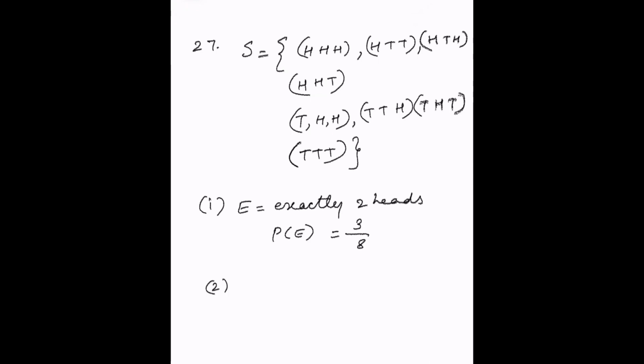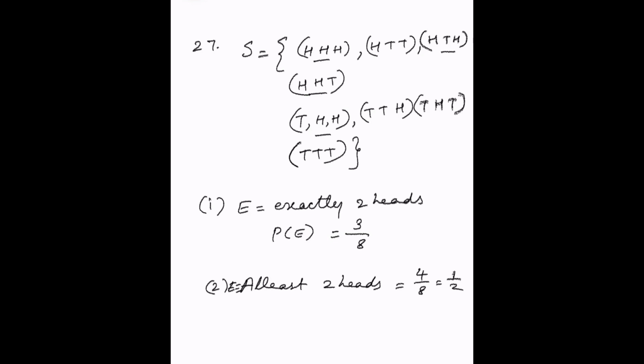Second subdivision. At least 2 heads. At least 2 heads means 2 or more heads. At least means minimum 2 heads should be there, 2 or more. So I think it is 4 by 8, right? At least 2 heads means what? How many are there? 1, 2, 3, 4. Is it not 4 by 8? Which is 1 by 2.